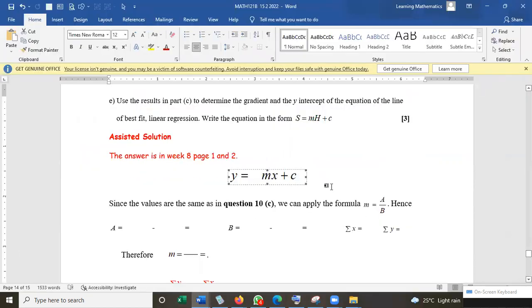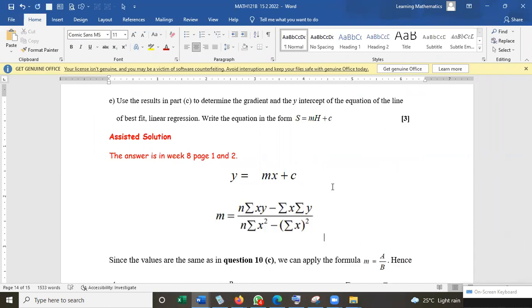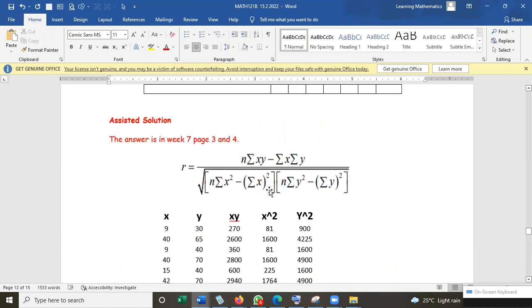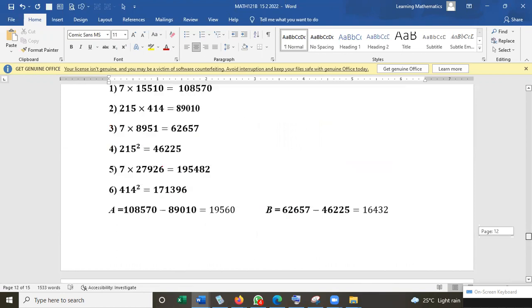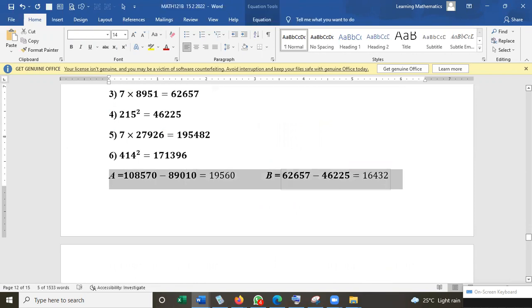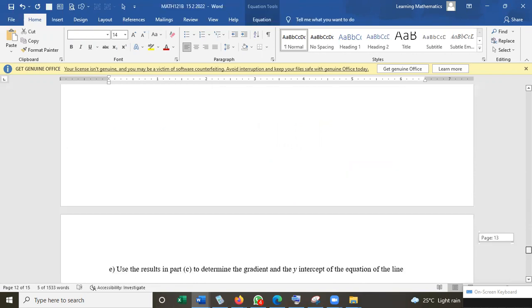And it says that we have to use values, results from part C. Okay, part C. Here is the formula A over B. That's two numbers that will give us a gradient. What did we get for A? We got 19,560 for A. And what did we get for B? We got 16,432 for B. So let's carry those two values forward. It's those two numbers we need. And we get the gradient one time.